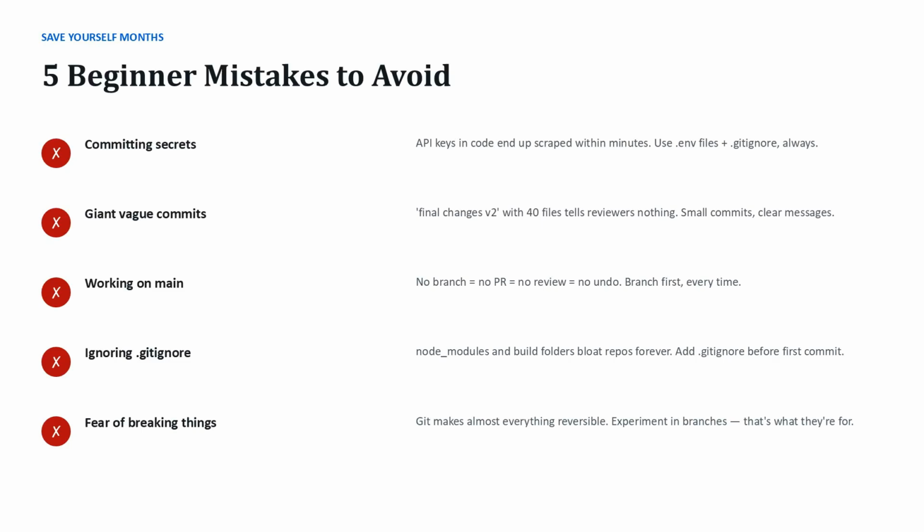Mistake 3. Working directly on main. No branch means no pull request, no review, and no easy undo. Mistake 4. Ignoring gitignore. Push node modules once, and your repo history carries the bloat forever. And mistake 5. Fear. Git makes almost everything reversible. That's the entire point. Branch, experiment, break things safely. The confidence you build in a sandbox is what makes you fast at work.